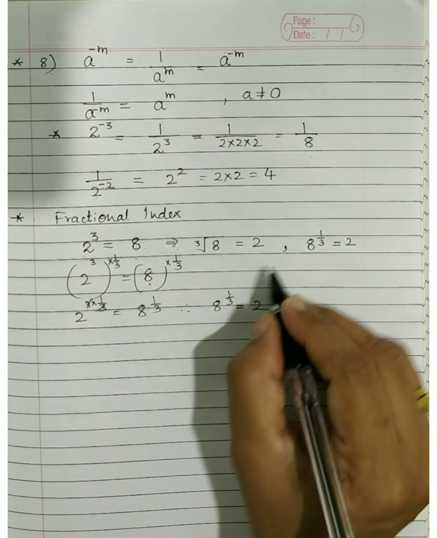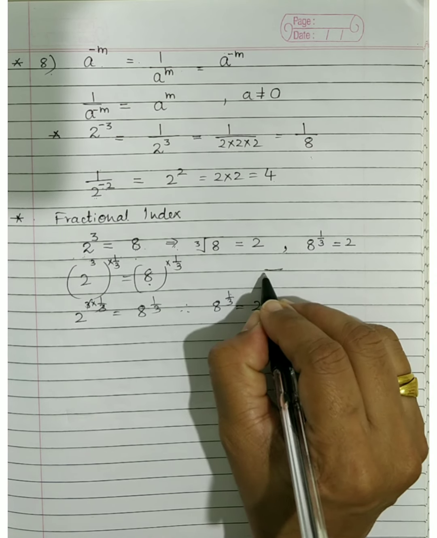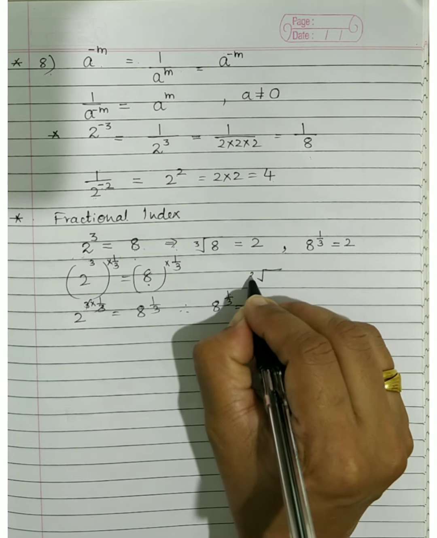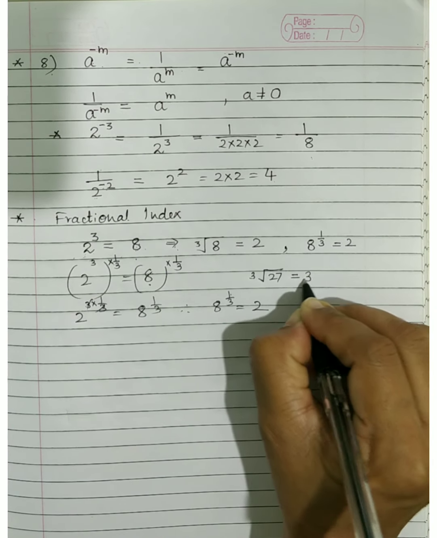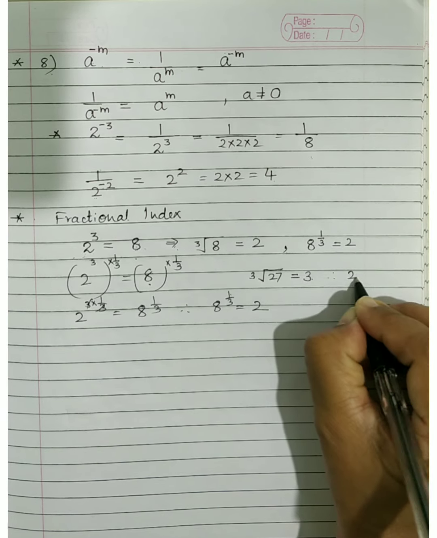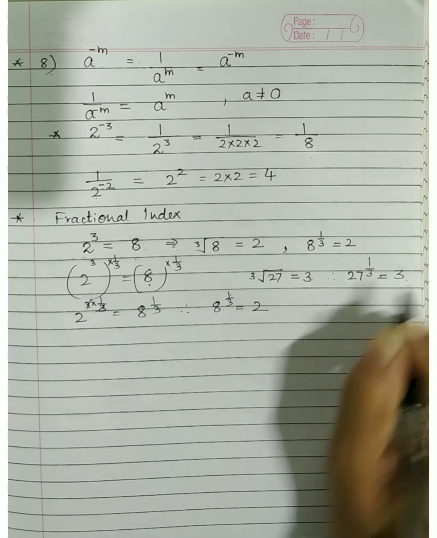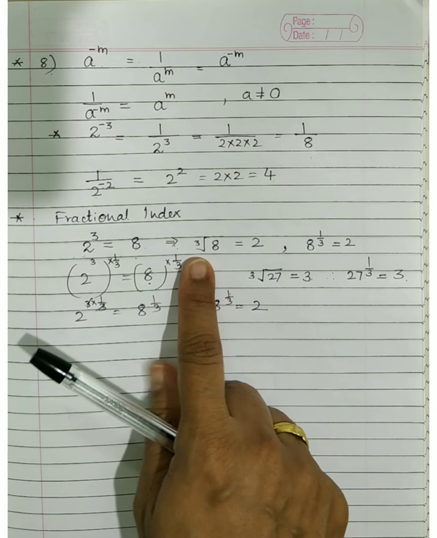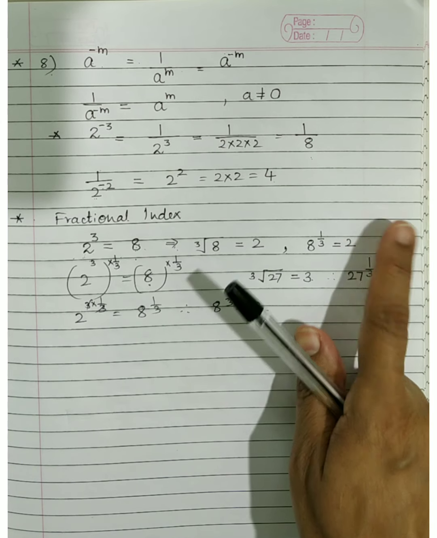Okay. Suppose any other number you take, say cube root of 27, you know it is what? 3. So how would you write? 27 raised to 1 upon 3 is 3. So either you write it in the radical form which you have studied, or you can write it in the index form, that is 8 to the power 1 upon 3.